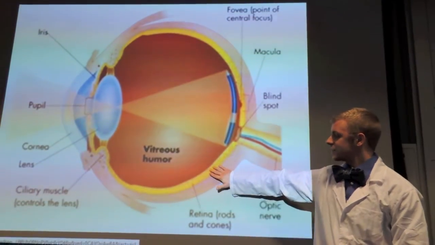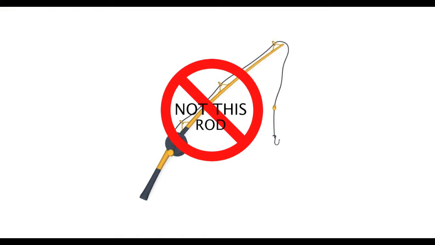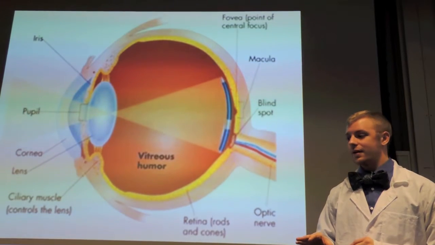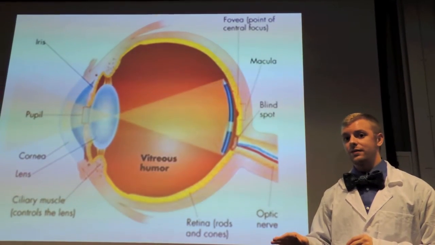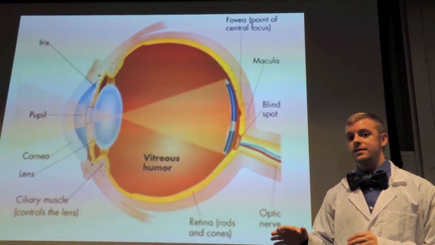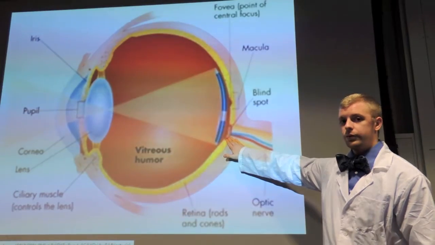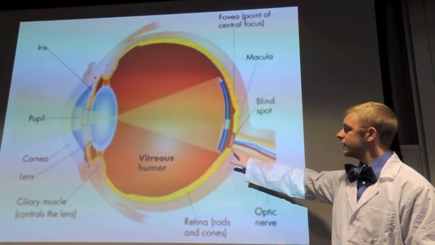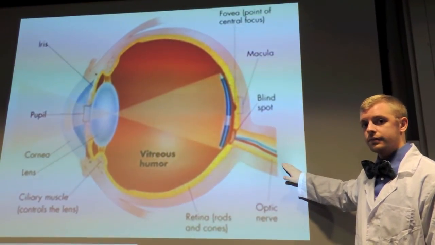So the retina actually contains rods and cones. Now rods detect the absence or presence of light, and cones detect different wavelengths, which allows the eye to detect the different kinds of colors. The blind spot is the only part of the eye that doesn't have rods and cones, and that's because that's where the optic nerve leaves the eye and goes to the brain.